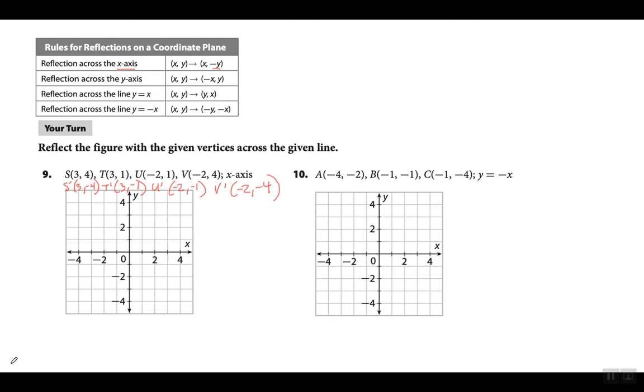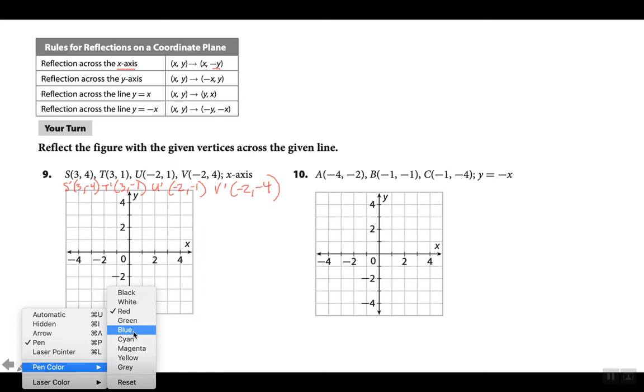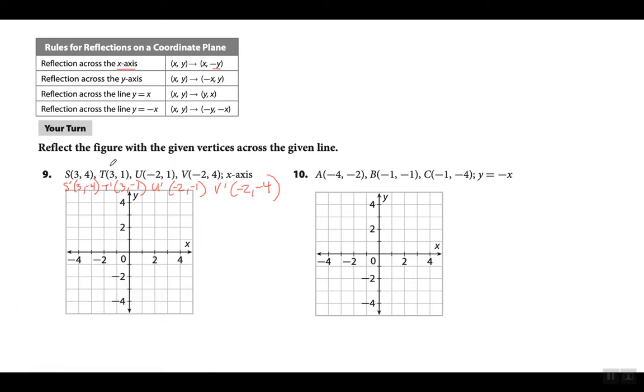Now the only thing left to do is to graph the two shapes. I'm going to graph the pre-image in blue. That's the coordinates that they gave us. So S is at 3, +4. T is at 3, +1. U is at -2, +1. And V is at -2, +4. So there we have a rectangle. That is my pre-image.